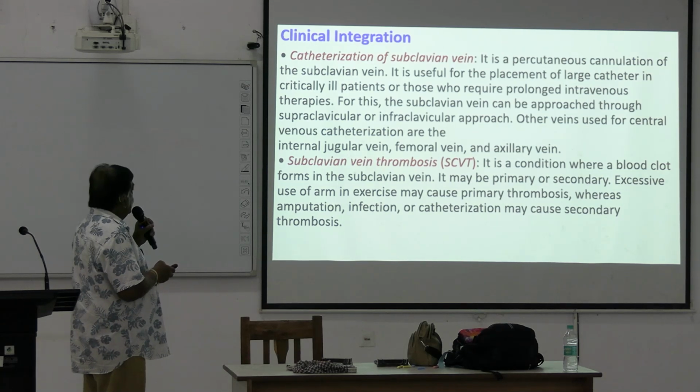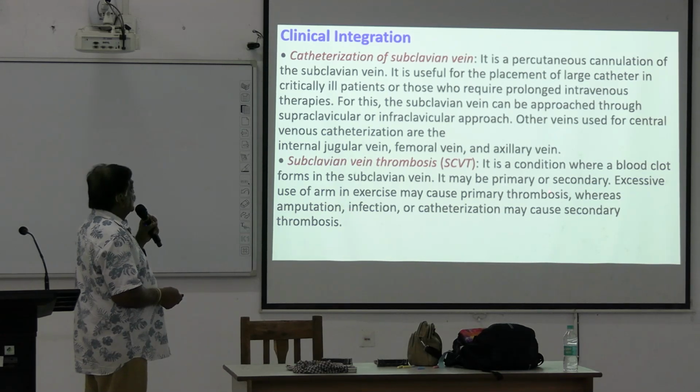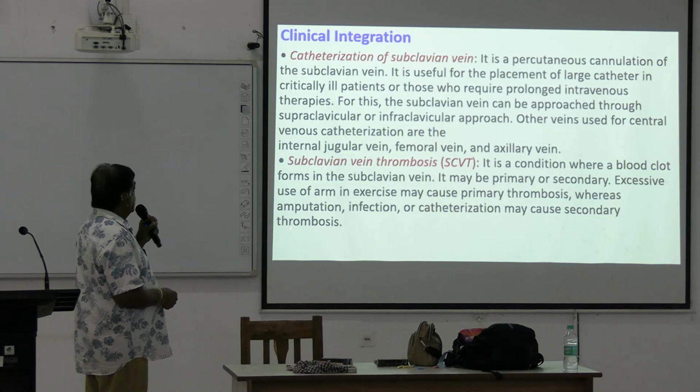Subclavian vein thrombosis. Now, it is a condition where a blood clot forms in the subclavian vein. It may be primary or secondary. Excessive use of the arm in exercise may cause primary thrombosis, whereas amputation, infection, or catheterization may cause secondary thrombosis.